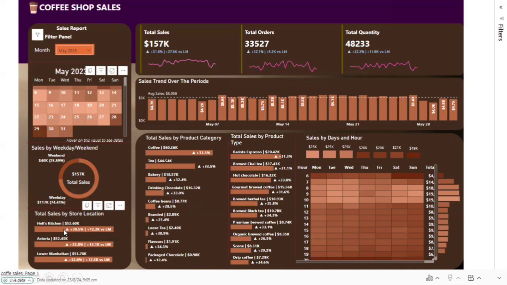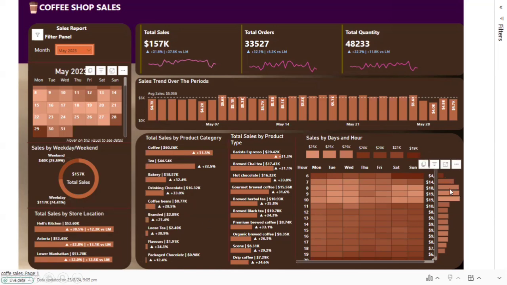If you come down here, we can see there's not much change. 52K was earned by Hell's Kitchen over the month of May, 52K for Astoria, and 51K for Lower Manhattan. It is the lowest selling compared to the three locations, but I don't see any correlation between sales and location.